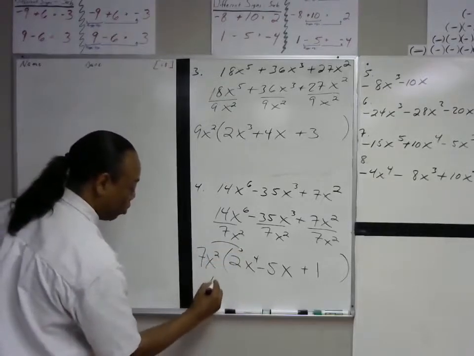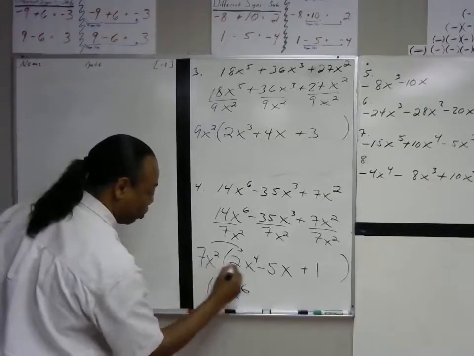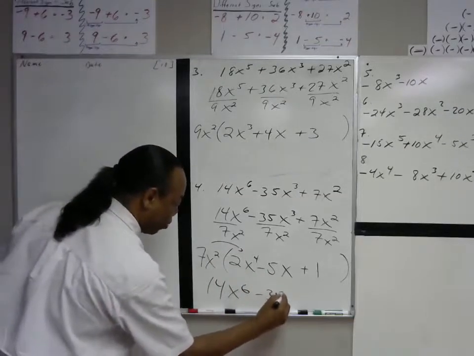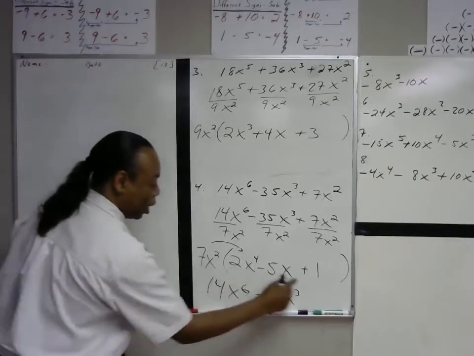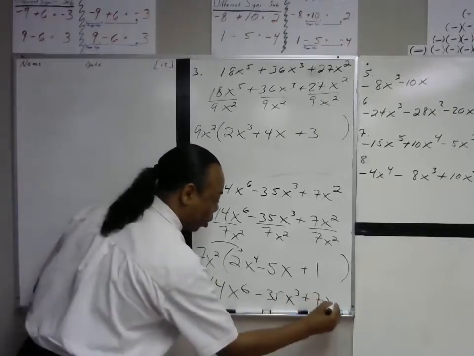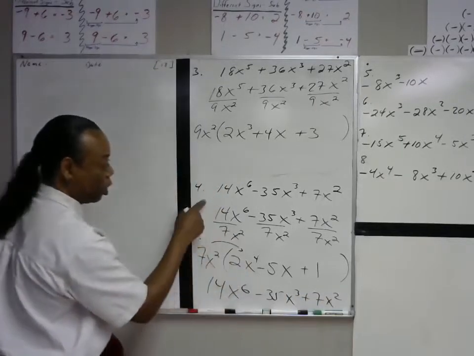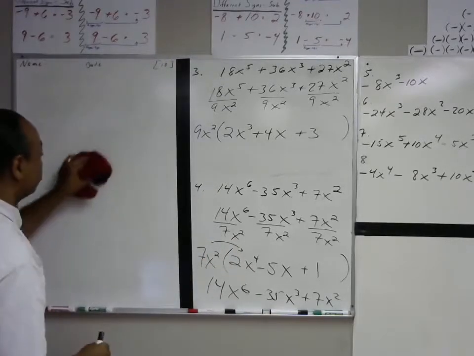7 times 2 will be 14. X to the 2nd times x to the 4th will be x to the 6th. 7 times negative 5 is negative 35. X to the 2nd times x gives us x to the 3rd. 7 times 1 would be 7. And x to the 2nd power here. And this did give us the original. So our factoring was correct.